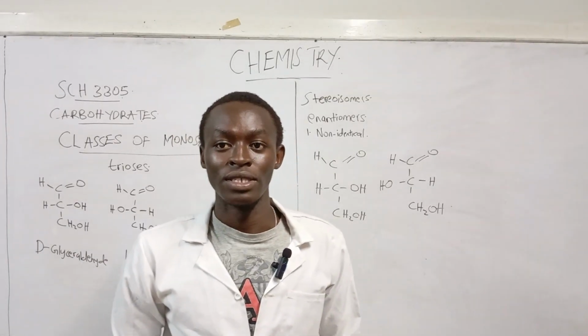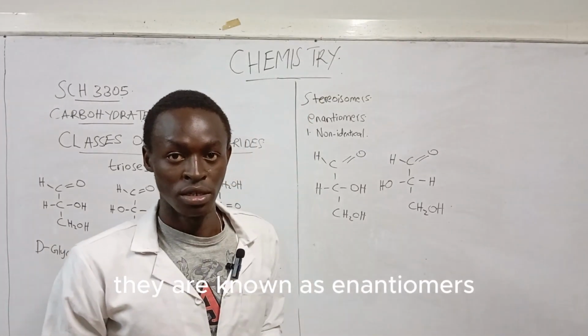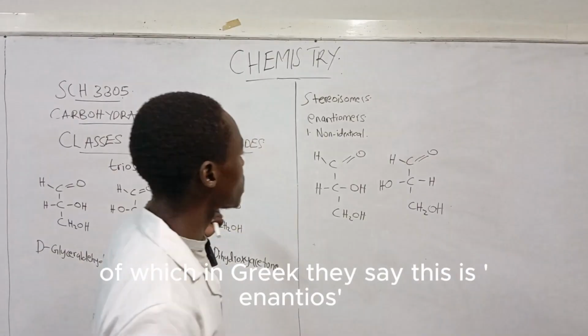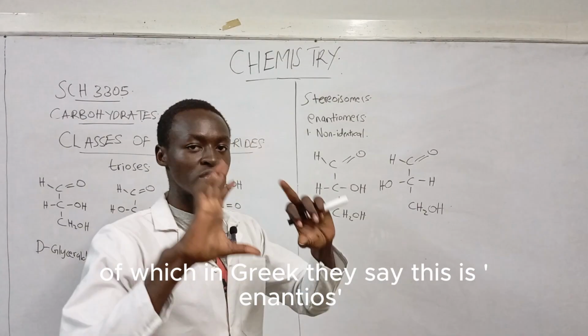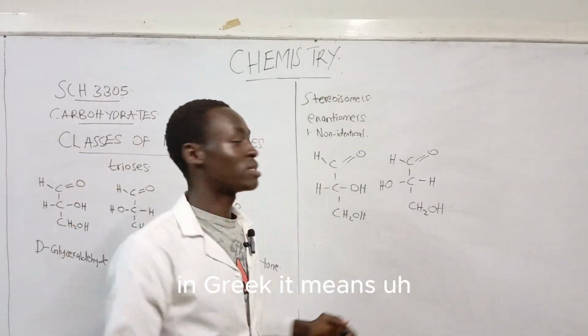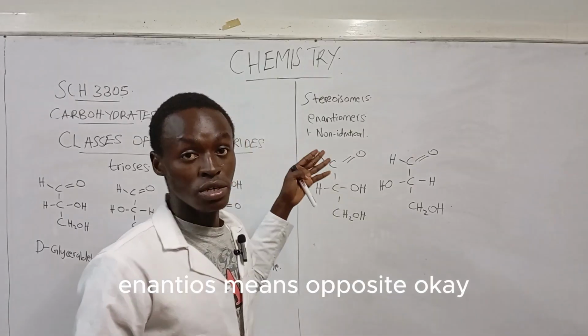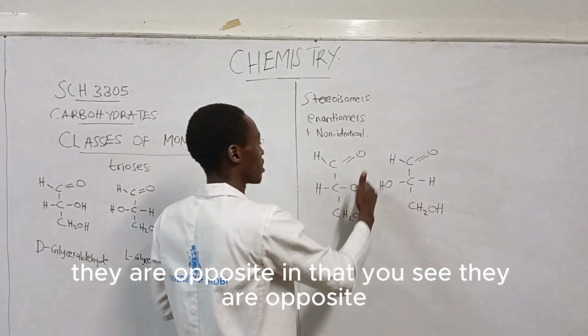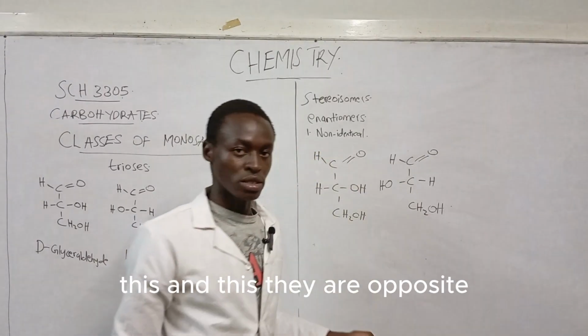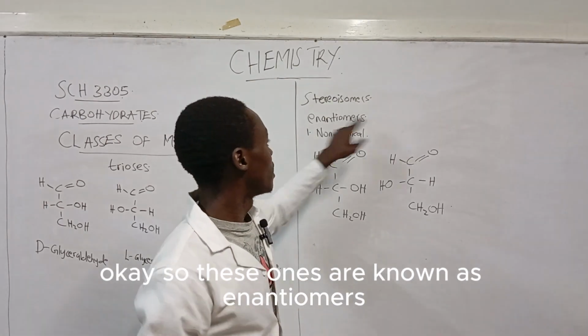They are known as enantiomers, of which in Greek, enantios means opposite. They are opposite. You see, this and this are opposite. So these ones are known as enantiomers.